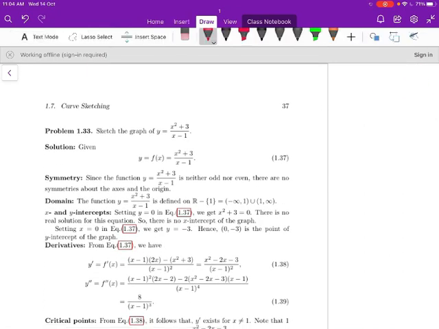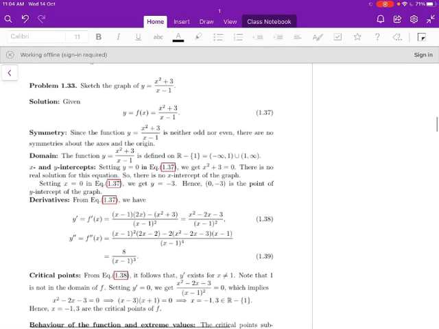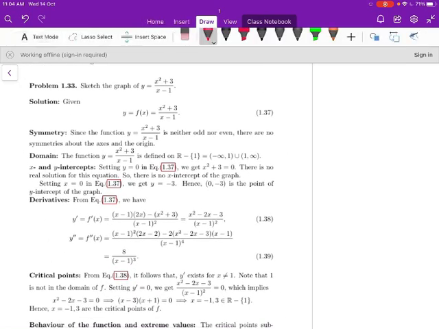Let us take the next problem, another important problem. Sketch the graph of the function y is equal to x square plus 3 by x minus 1. Let us check the symmetry. No symmetry, the function is neither even nor odd, so there is no symmetry about the axis and the origin.